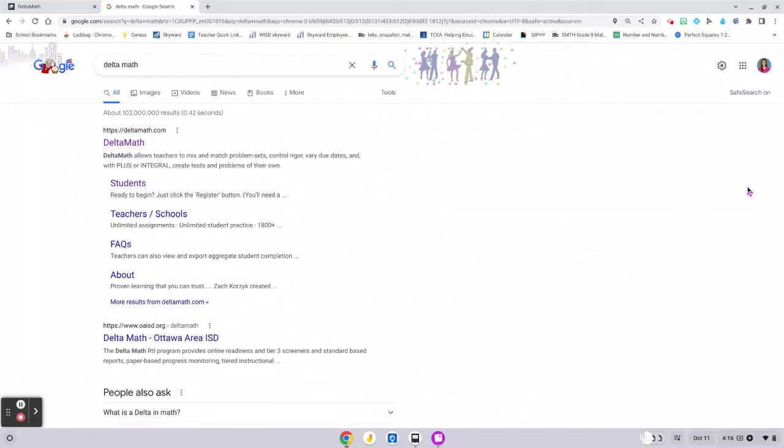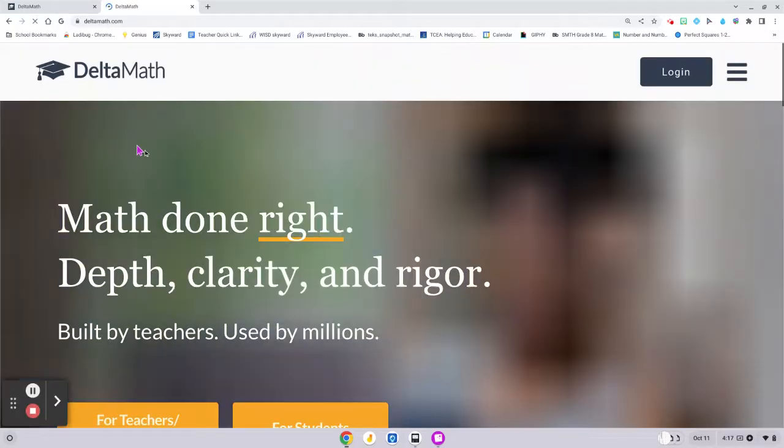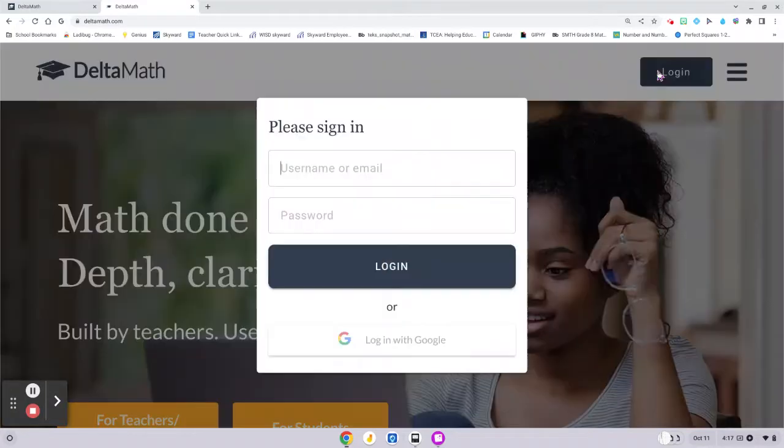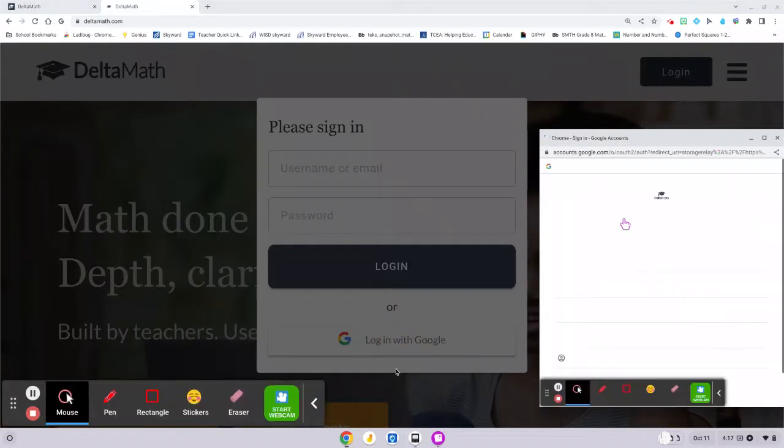I wanted to show you the alternate assignment for Unit 3, Lesson 4 for slope. The link is on our landing page under 8th Math Resources, or you could just search Delta Math on Google. All right, we've already created an account, so you're going to log in, not here, but with Google with your iSchool email.